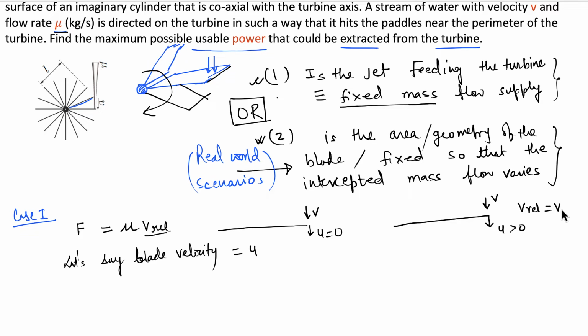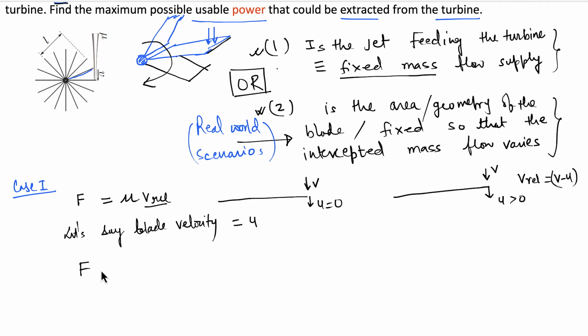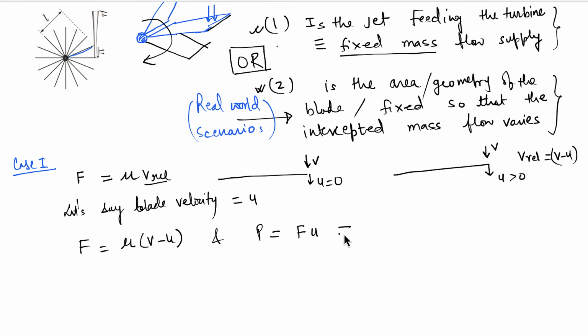Which is going to be v minus u, right? So therefore, the F will be mu (v minus u), okay? And power, as we know, is F into u, because u is the velocity of the blade. So that's the power that is being generated. And this will become mu (v minus u) u.